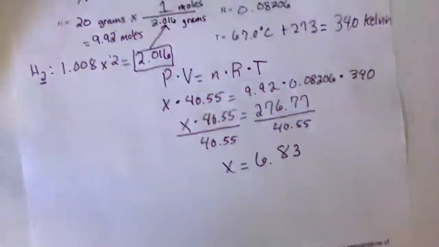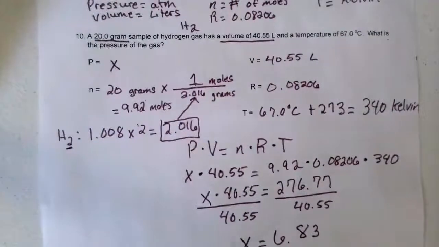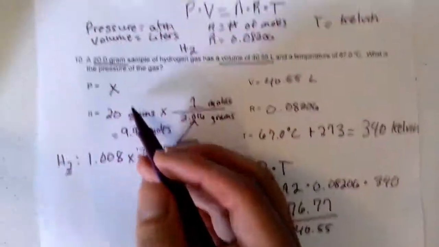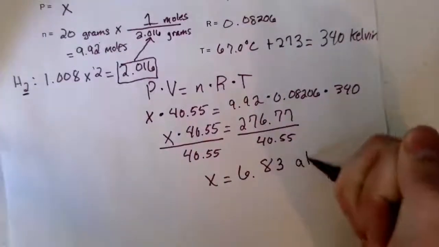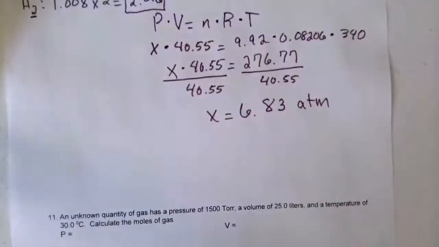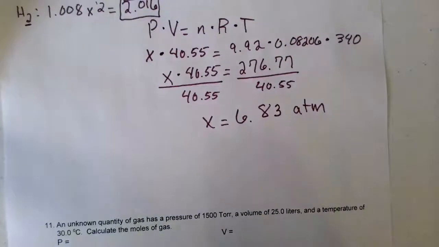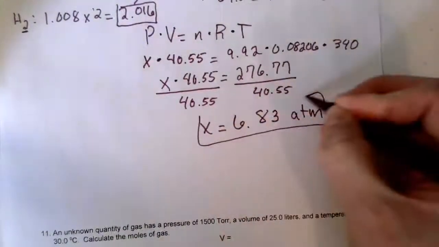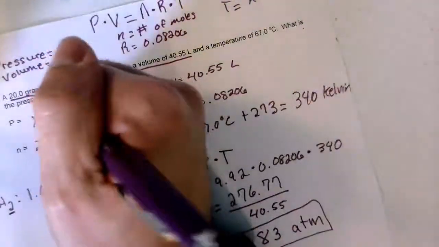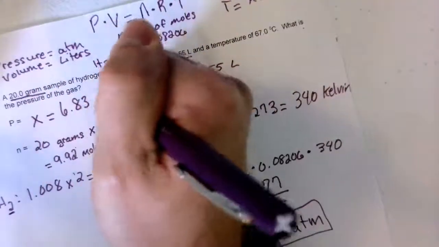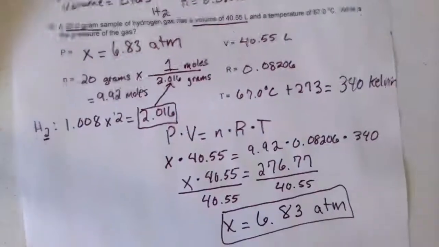And what unit should it be? Let's look up here. This is a pressure, and if it's a pressure, it has to be in ATM or atmospheres. So it's going to be 6.83 ATM or atmospheres. Okay? So this is your overall final answer. The pressure is going to be 6.83 ATM or atmospheres, however you prefer.